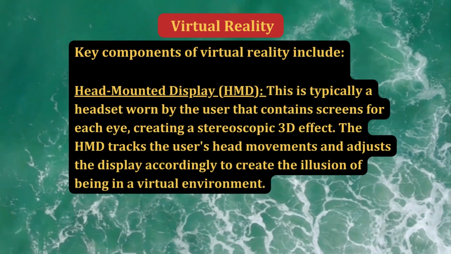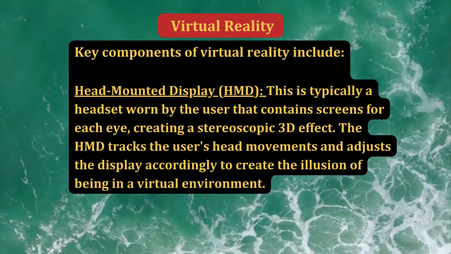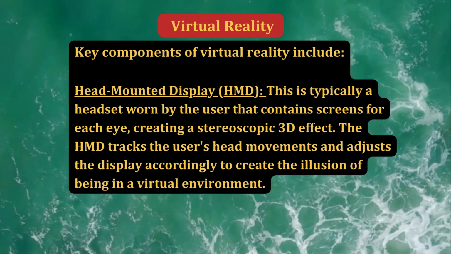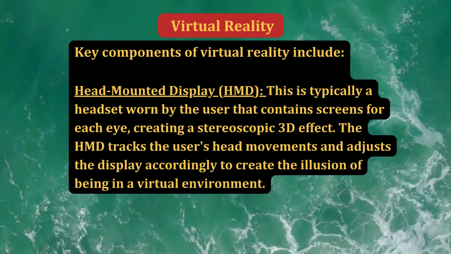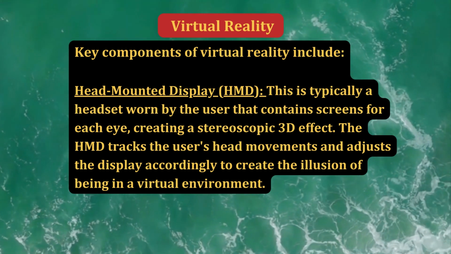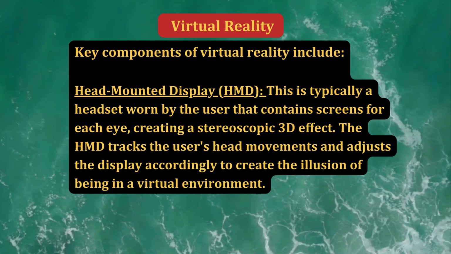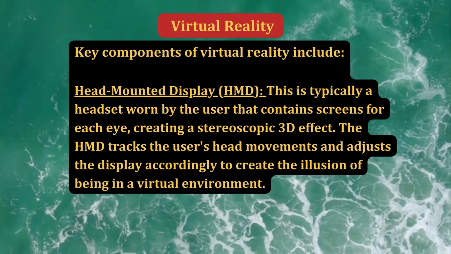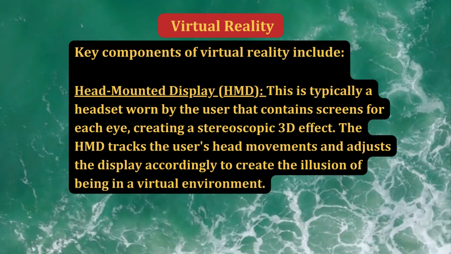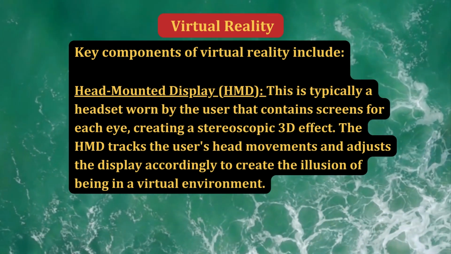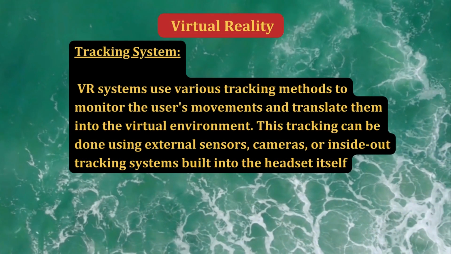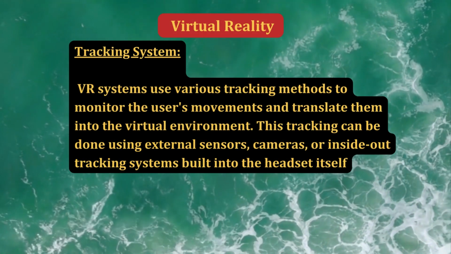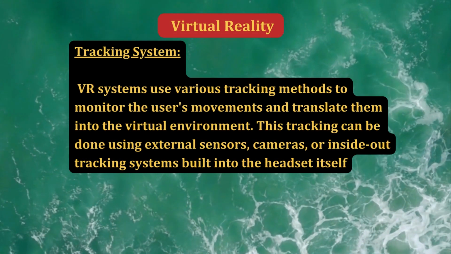Key components of virtual reality include the head-mounted display, HMD. This is typically a headset worn by the user that contains screens for each eye, creating a stereoscopic 3D effect. The HMD tracks the user's head movements and adjusts the display accordingly to create the illusion of being in a virtual environment.